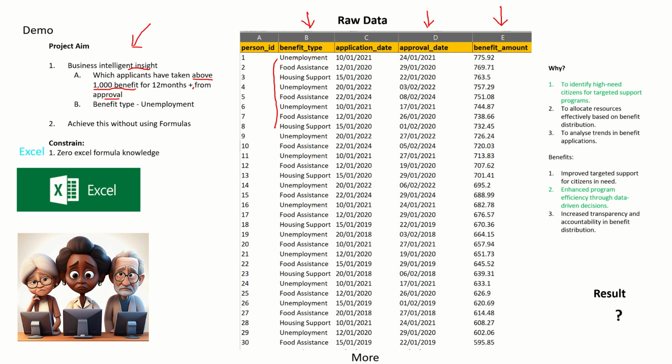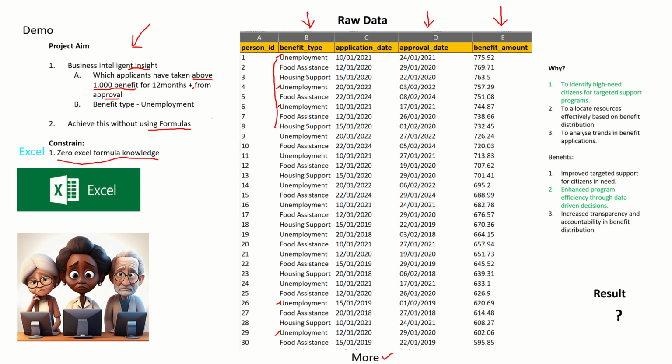So we should be looking at this, next this, and so on up to wherever the data ends. Do we have more data? Yes, I can see there's more data. We're going to see more data in the next screen. For us to achieve it, we should use less formula, no formula, because they have a constraint that they do not have expert knowledge in Excel formulas.